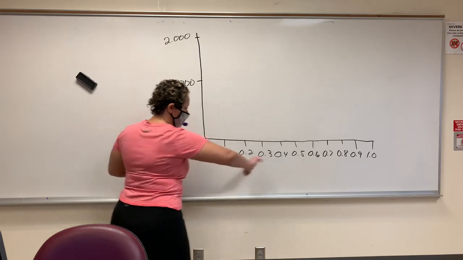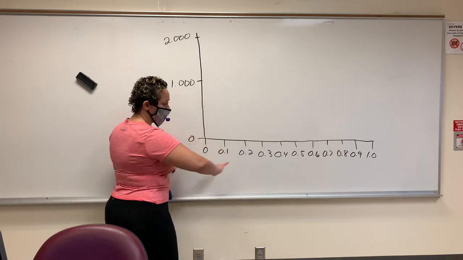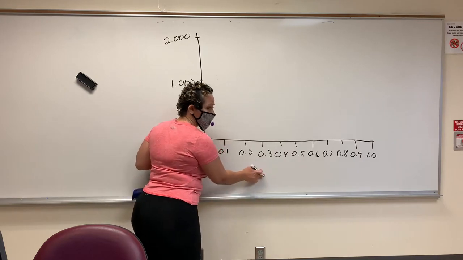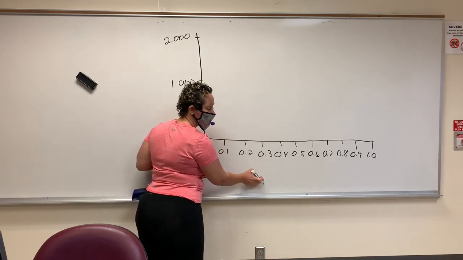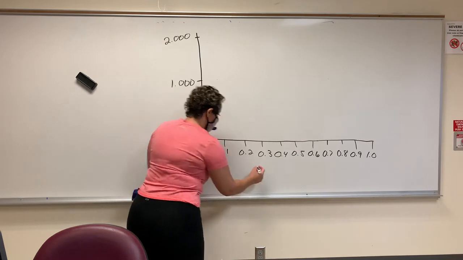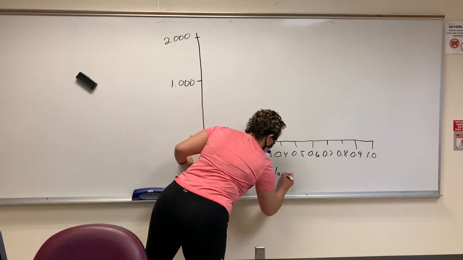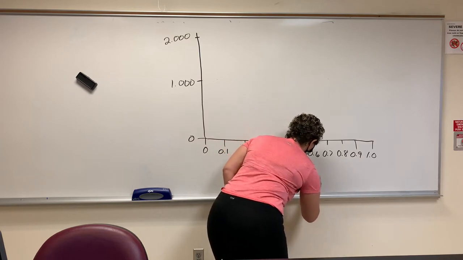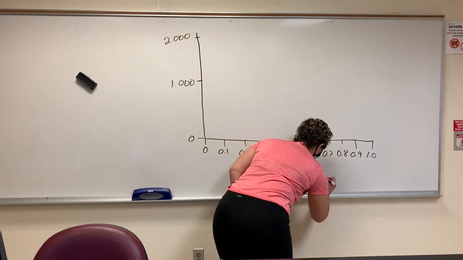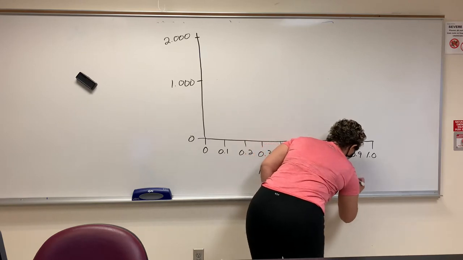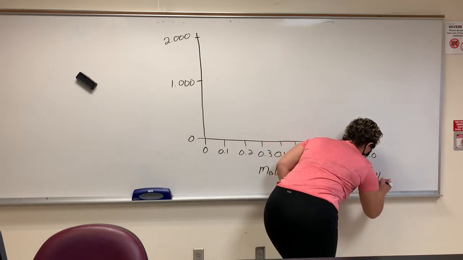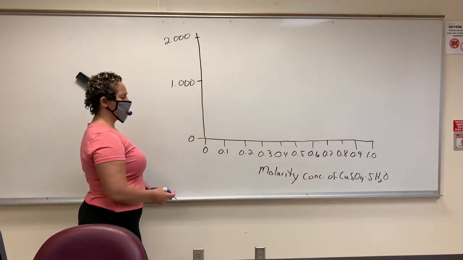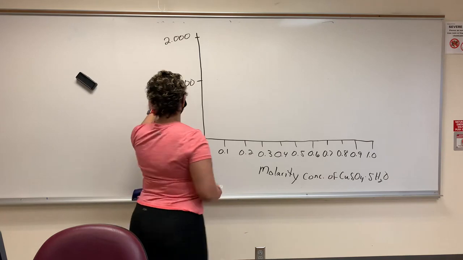Alrighty, so here is your independent variable with all of your molarities that we did. It needs a label. All axes need labels. So this would be molarity, concentration of CuSO4 5H2O. I'm breathing in these markers. Jeez. Ooh, look at that. Long label. That's right. This is absorbance.